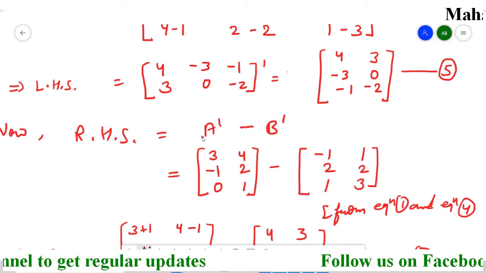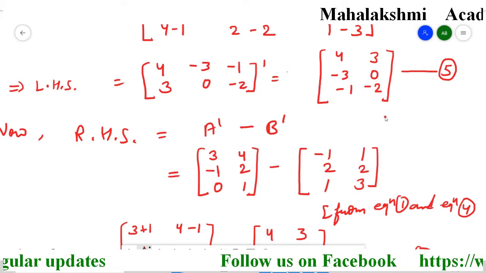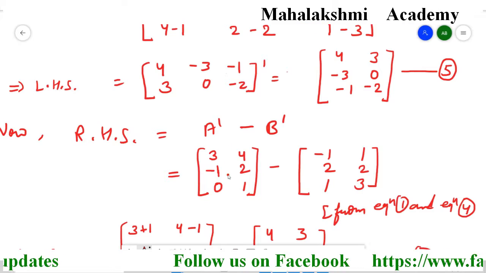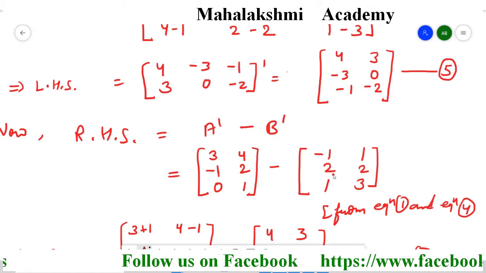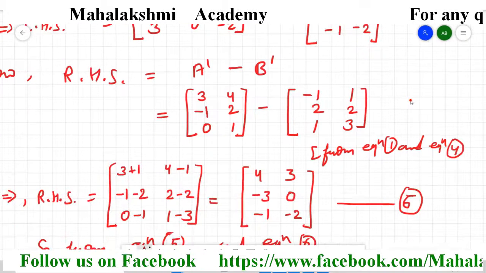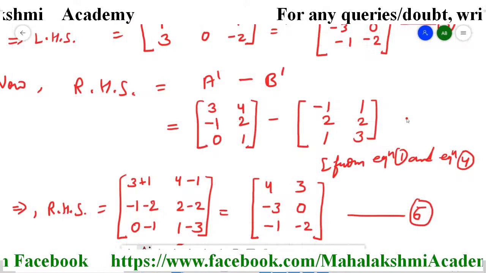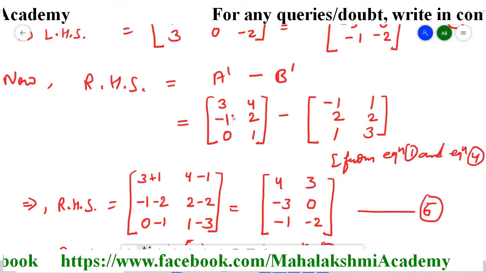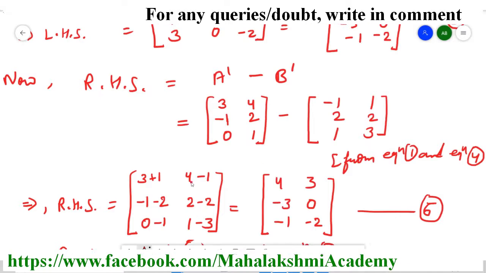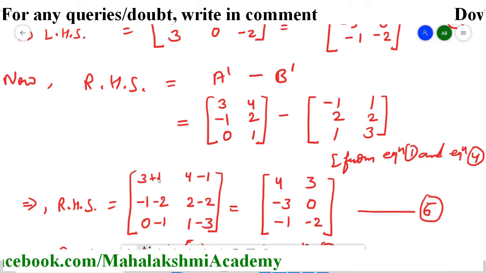In the right hand side we have to prove A transpose minus B transpose. A transpose is already available in the question. B transpose I had done, which I selected from question 4 as it is. I copied it here. You can rewind and you can see we already calculated B transpose. Now we will subtract the corresponding elements. So this 3 will get subtracted from minus 1. So minus minus is going to be plus 1 here.